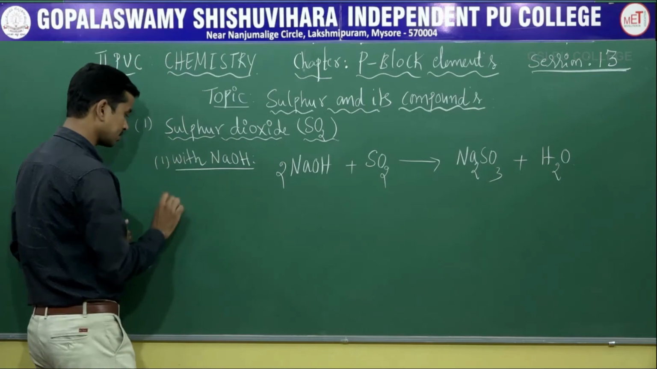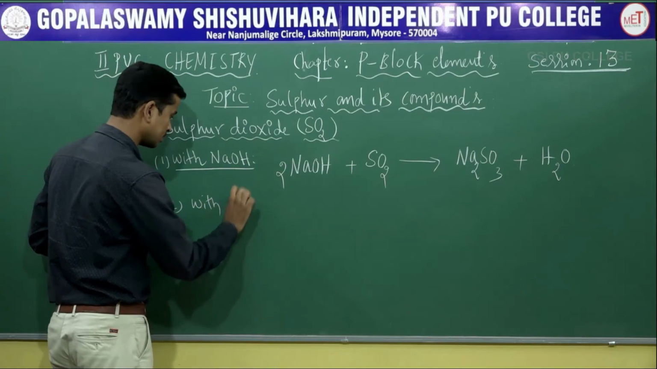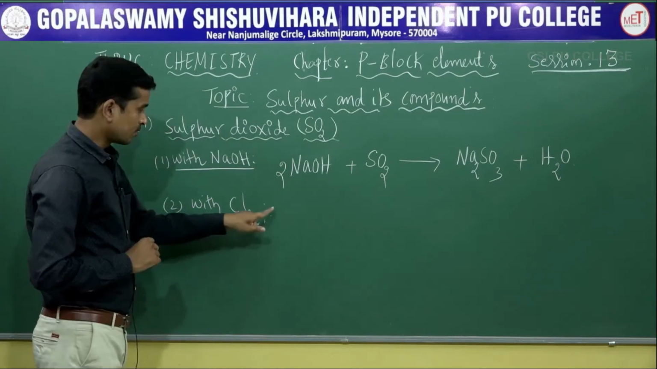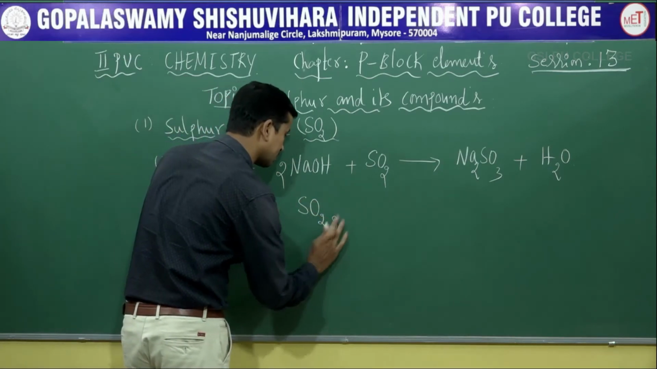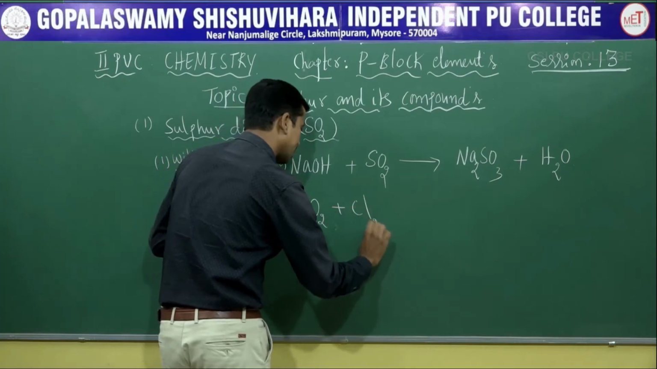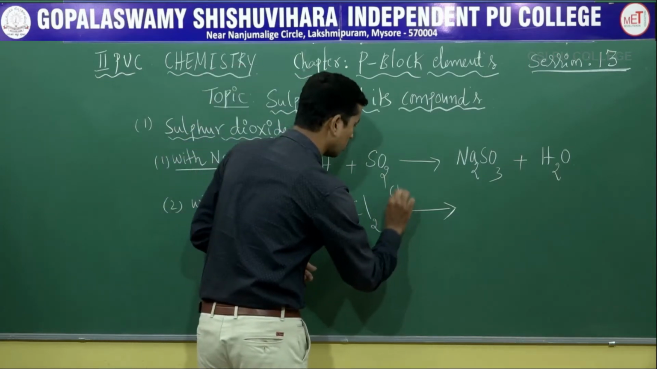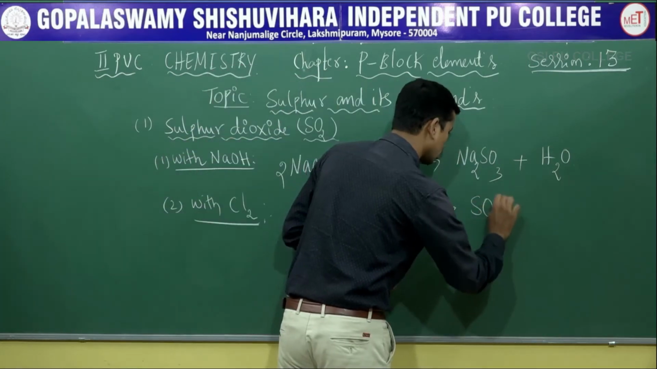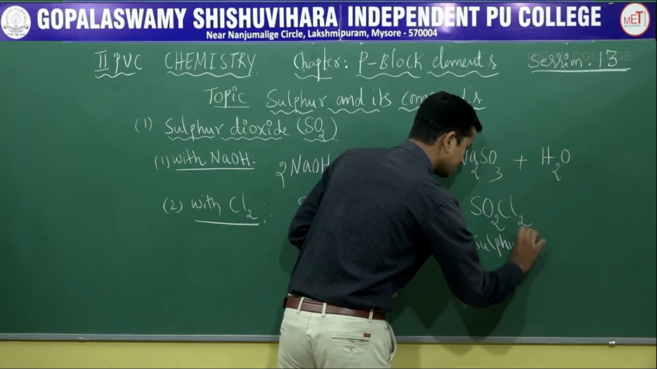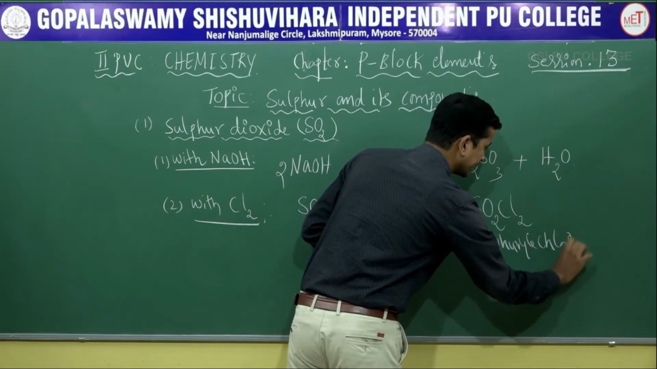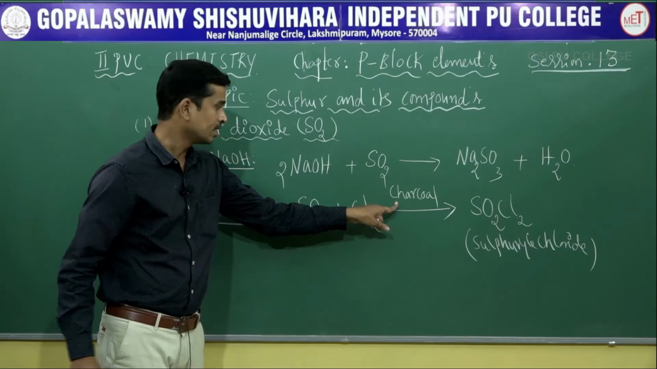The next reaction of sulfur dioxide is with chlorine. Sulfur dioxide undergoes an addition reaction with chlorine, that's very important, in the presence of charcoal to give SO2Cl2, called sulfuryl chloride. It undergoes an addition reaction in the presence of what? Charcoal. Charcoal as a catalyst.